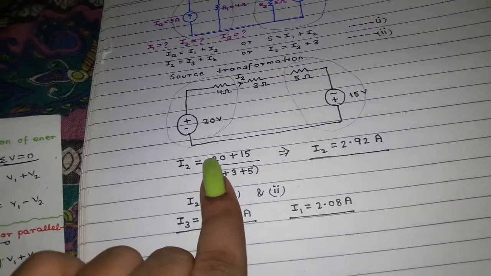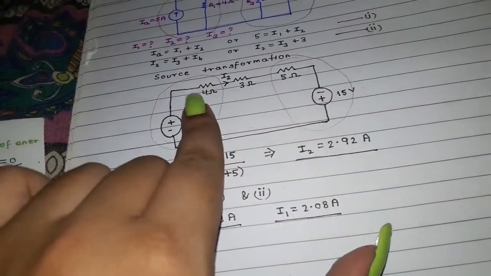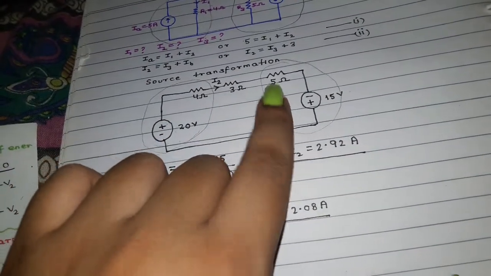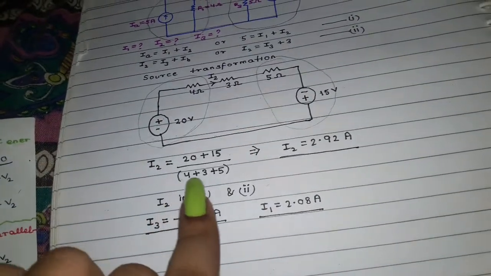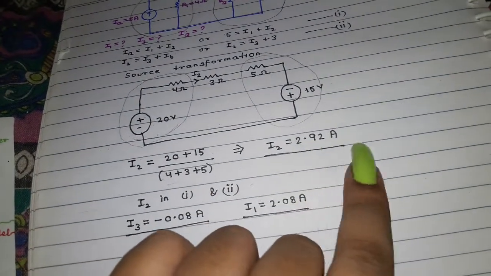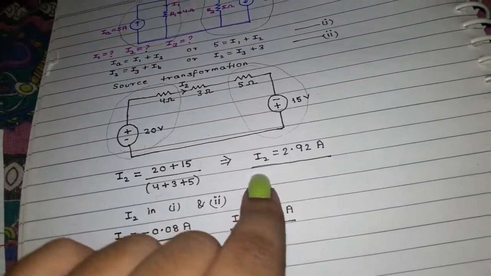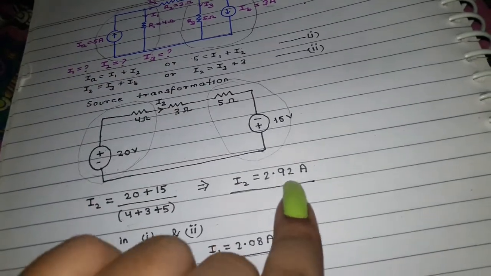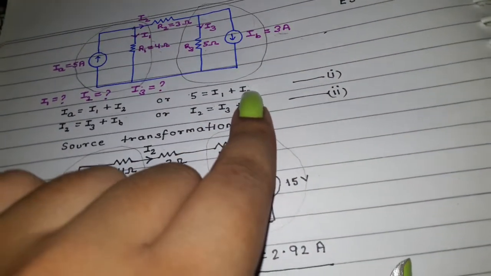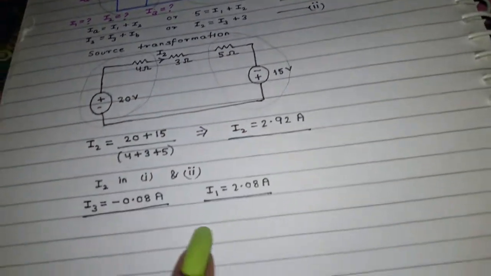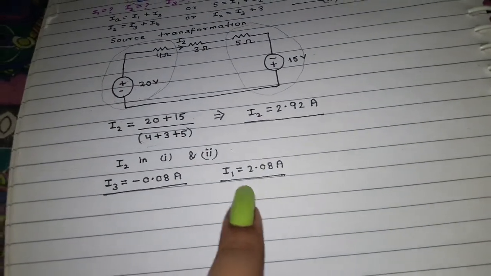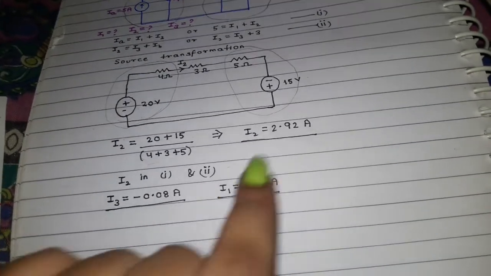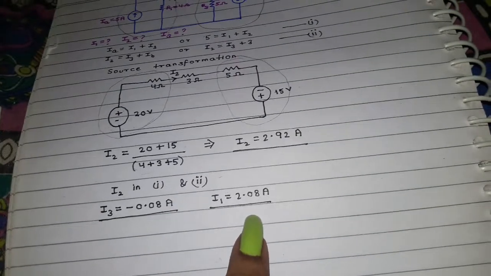So here it will be 20 plus 15, and for the total resistance, these three resistances happen to be in series, so we are adding them. The equivalent is this, and the value of I2 would be this many amperes. Now we put this value into these two equations to get the values of I1 and I3. You put I2 over here and I2 over here, so you can easily get the values of I3 and I1. So this is your question solution, and you get I2 as this, I3 as this, and I1 as this.